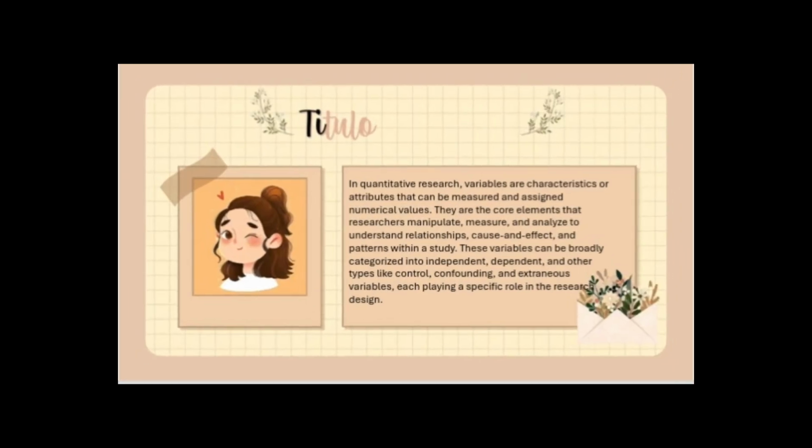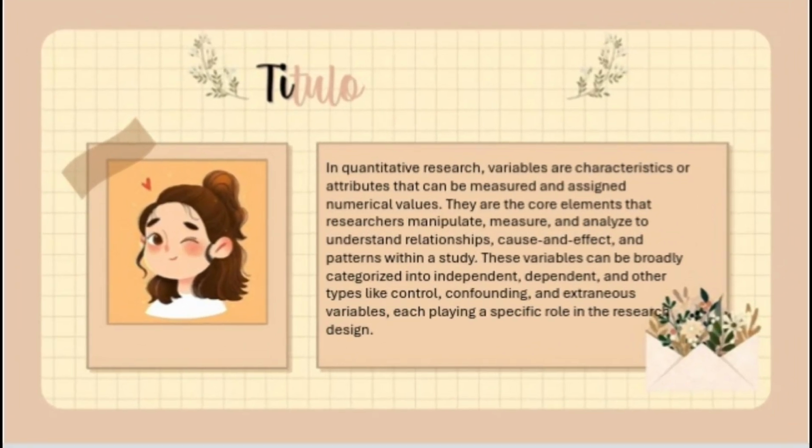In quantitative research, variables are characteristics or attributes that can be measured and assigned numerical values. They are core elements that researchers manipulate, measure, and analyze to understand relationships, cause and effect, and patterns within a study. These variables can be broadly categorized into independent, dependent, and other types like control, confounding, and extraneous variables, each playing a specific role in research design.